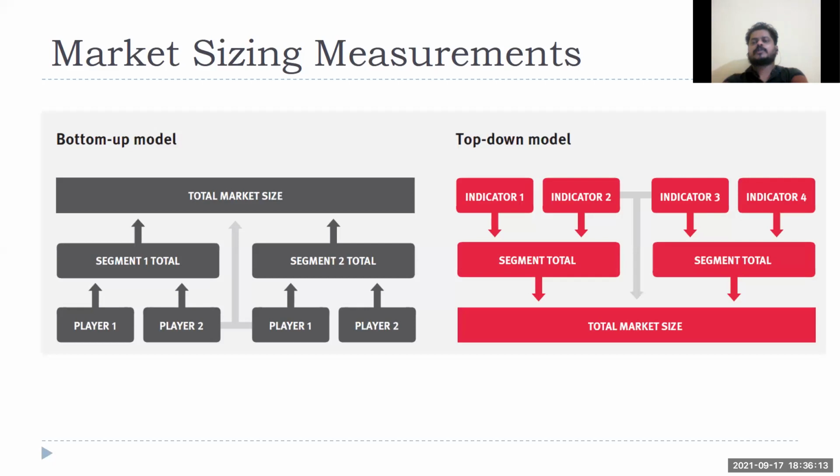So that is a top-down model, when I'm going from the total number of companies or total number of organizations and coming down. So that is the top-down model. Any questions on this?